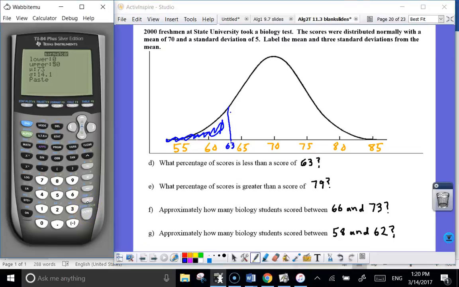Okay, now it's ending at 63. That's the right end of the interval. So I put in 63. The mean is 70, and the standard deviation is 5. Right? So now I hit enter. And again, there's the normal CDF: 0.0807, so about 8.1%.